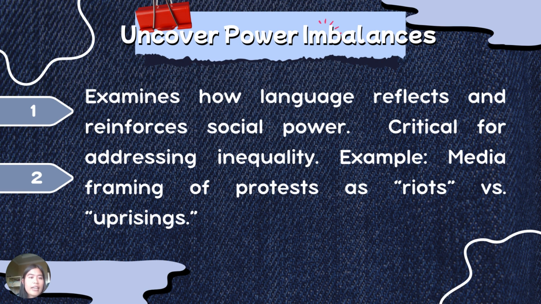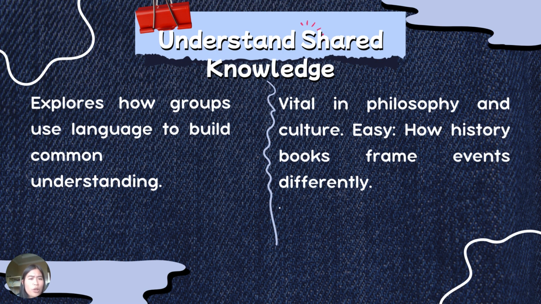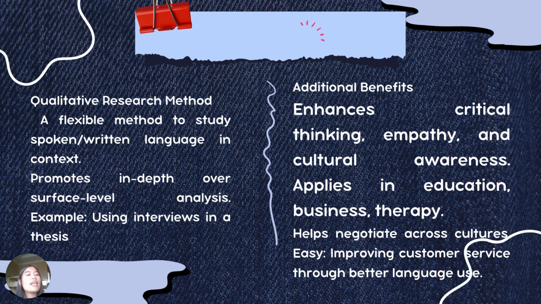Examine how language reflects and reinforces social power, critical for addressing inequality. So, research on social problems: used to investigate language in politics, culture, and institutions. Explore how groups use language to build common understanding. So, the qualitative research method: a flexible method to study spoken or written language in context, promoting deeper over surface level analysis. So, additional benefits: enhance critical thinking, empathy, and cultural awareness, applied in education, business, and therapy.